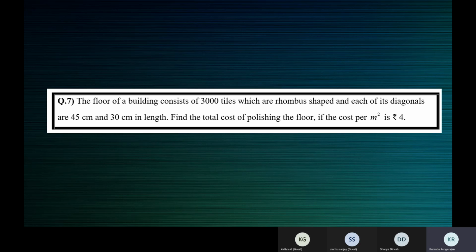So you can find the area of each rhombus shaped tile using the formula half d1 d2. That's one thing. And you can find the area of one tile and multiply that by 3,000 to get the area of 3,000 tiles, which is nothing but the area of the floor. Because the floor of the building consists of 3,000 tiles. When you find the area of 3,000 tiles, you have found the floor area of the building.